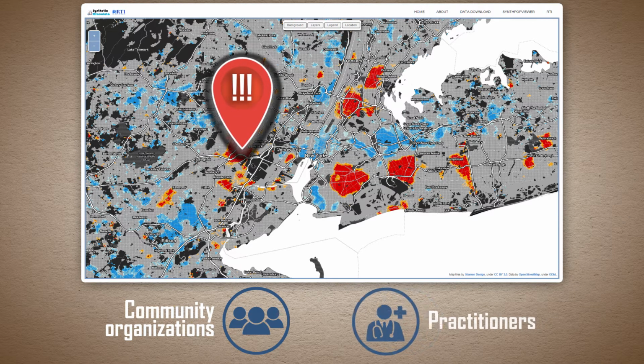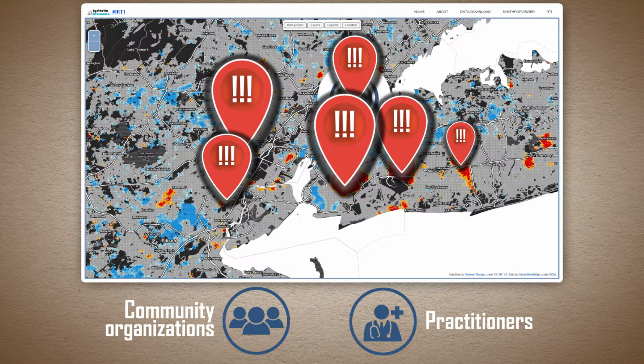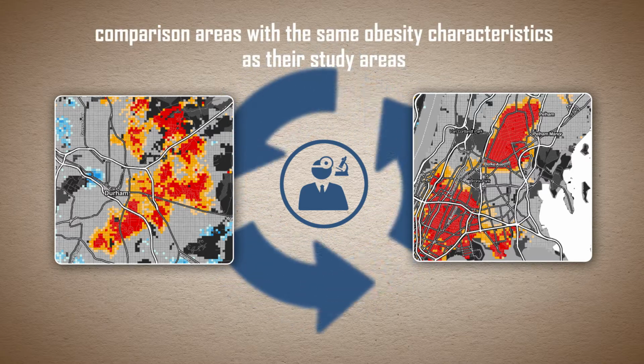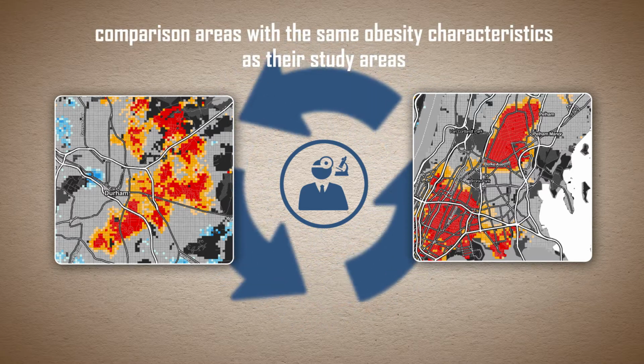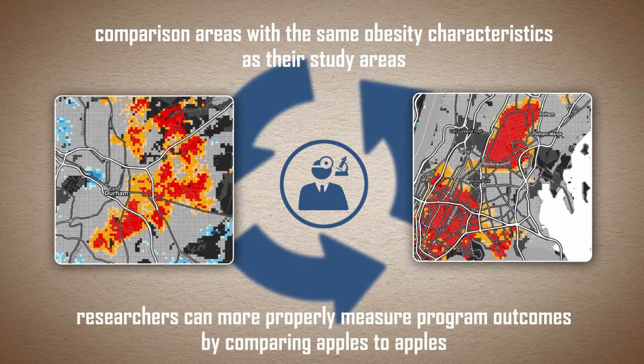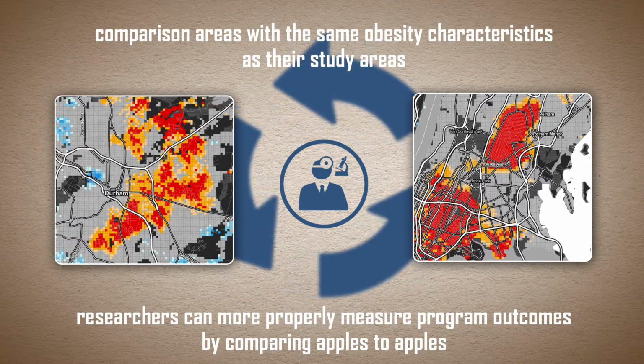Community organizations and practitioners will now be able to understand where the problem is within their communities. They can take action that is targeted to the areas with the highest obesity rates to generate the most impact with limited resources. Obesity researchers can use the data in evaluation studies by selecting comparison areas that have the same obesity characteristics as their study areas. Thus, researchers can more properly measure program outcomes by comparing apples to apples.